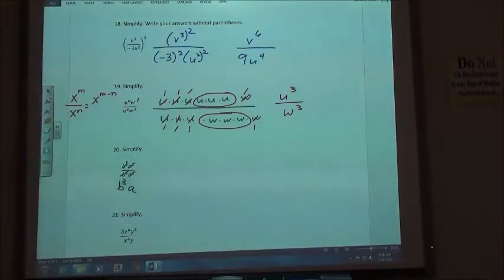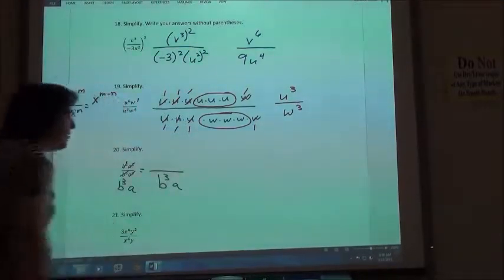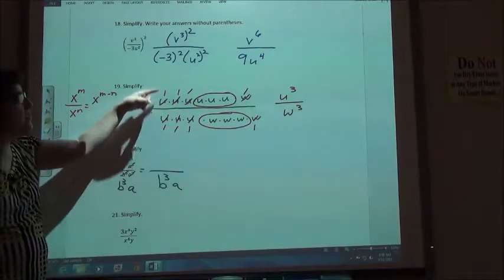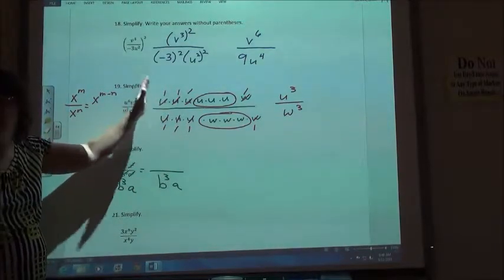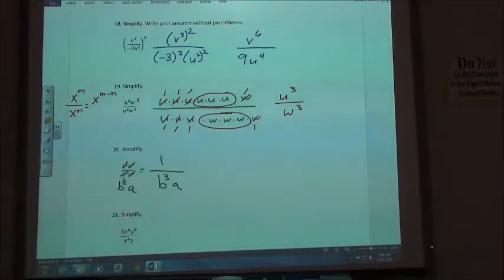Now, I have to be careful when I write this answer. I have a b cubed and an a on the bottom. There should be something on top of that fraction. That's why I go back to thinking about this. When I canceled, I had 1, 1, 1. So I'm going to have a 1 up there on the top. So I get 1 over b cubed a.